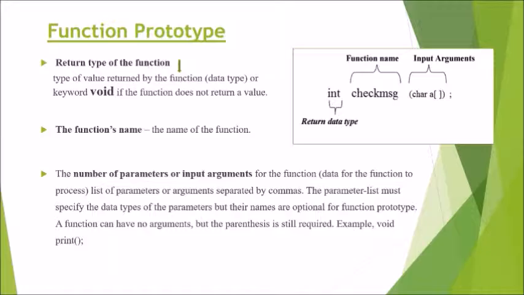The function name. Then the number of parameters or input arguments for the function: a list of parameters or arguments separated by commas. The parameter list must specify the data type of each parameter, but their names are optional in the function prototype. A function can have no argument, but the parentheses are still required.